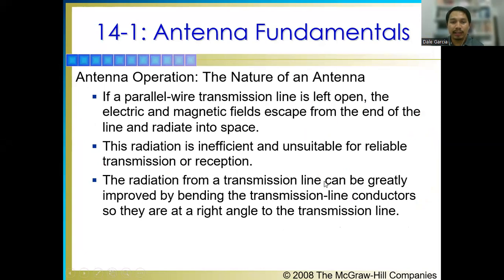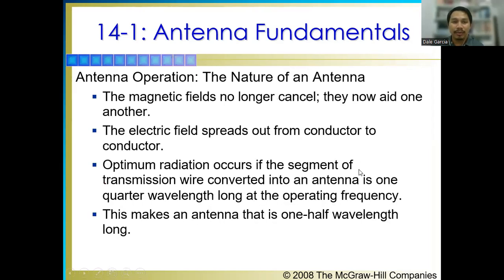The radiation from a transmission line can be greatly improved by bending the transmission line conductors so they are at a right angle with the transmission line. So the magnetic fields no longer cancel, they now aid one another. They cancel out each other if the lines are parallel, but because they are bent at a right angle, they can't cancel out each other. Because of that, they radiate. The electric field spreads out from conductor to conductor.